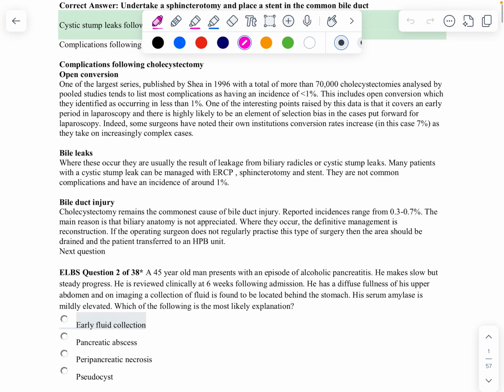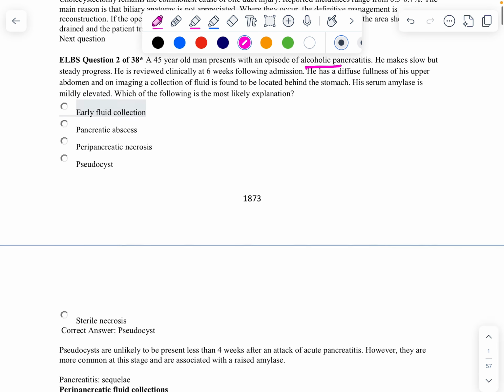Next is a 45-year-old man who presents with an episode of alcoholic pancreatitis. He makes slow and steady progress. Review 6 weeks after admission: diffuse fullness in the upper abdomen. Imaging shows a collection of fluid behind the stomach. So this is in the lesser sac, a post-pancreatitis pseudocyst.